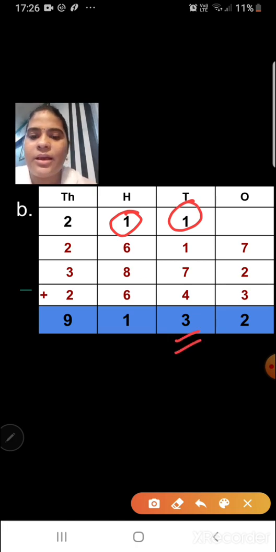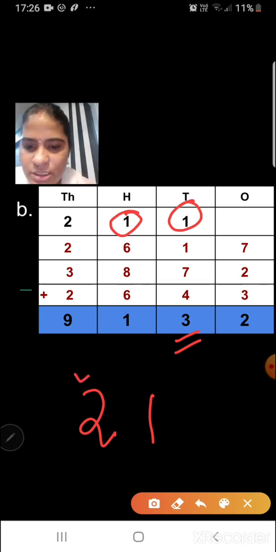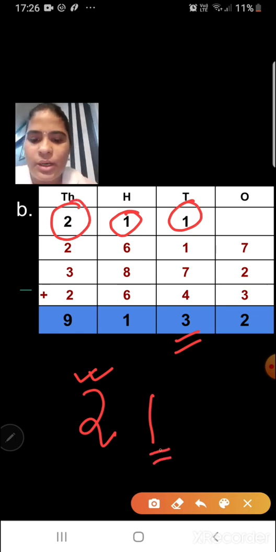In hundreds place we have 1 plus 6 plus 8 plus 6, which is equal to 21. Now 21. The first digit is 2, which will go up as carry over in thousands place. And number 1, you have to write it down in hundreds place.